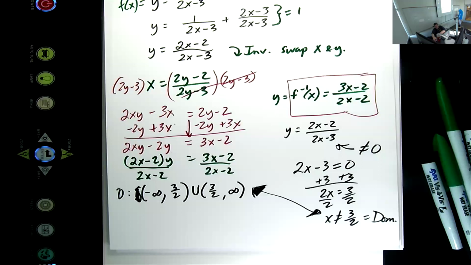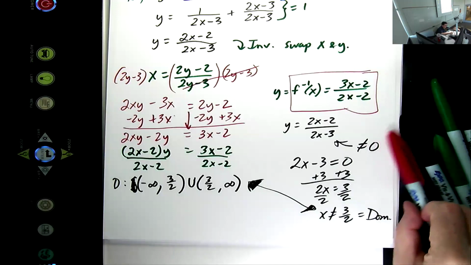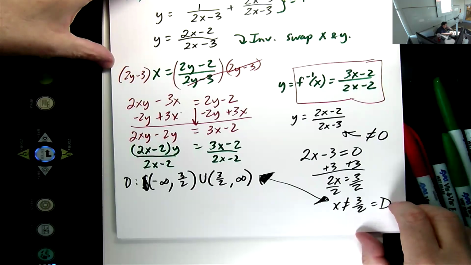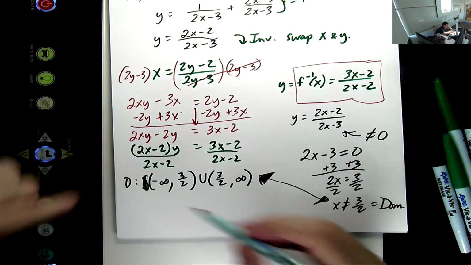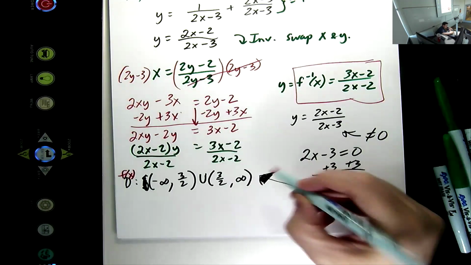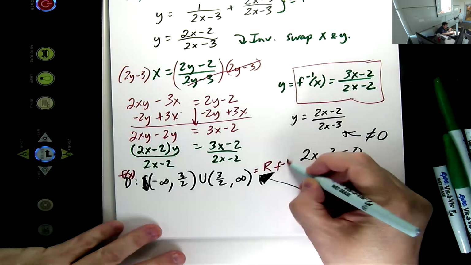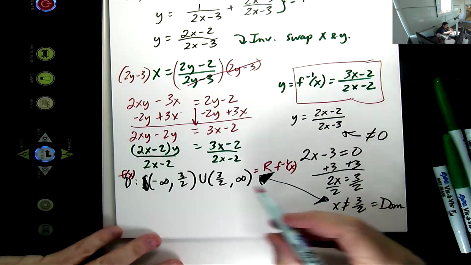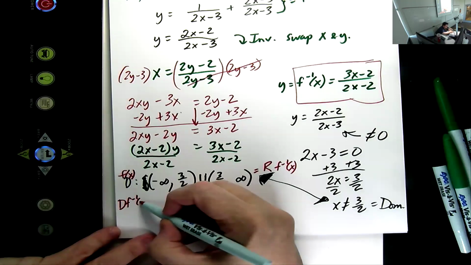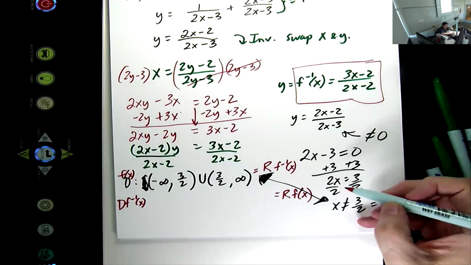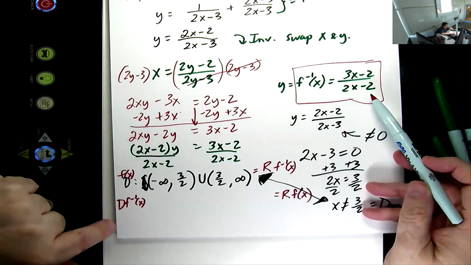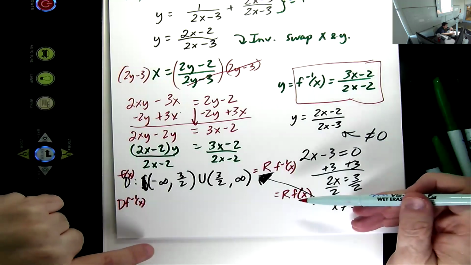In fact, it looks like... Okay, so it's a little hard to see what the range is going to be. But we know that the domain of f of x is the same thing as the range of f inverse, and the domain of f inverse is the same as the range of f. So if we find the domain of f inverse, we can find the range of the original one.